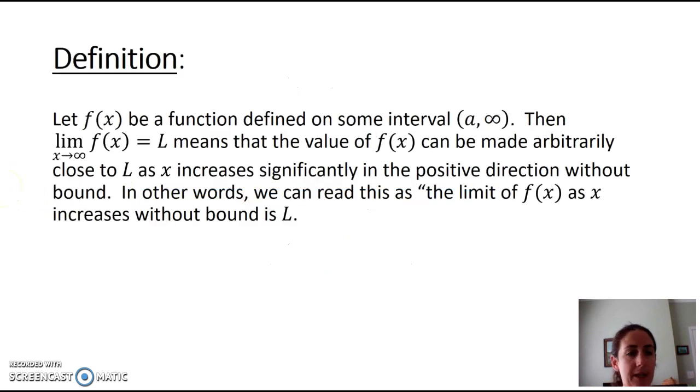So let's have a definition. Let f of x be a function defined on some open interval a to infinity. Then we would say that the limit as x approaches infinity of f of x equals L means that the value of f of x can be made arbitrarily close to L as x increases significantly in the positive direction without bound. In other words, we can read this as the limit of f of x as x increases without bound is L.